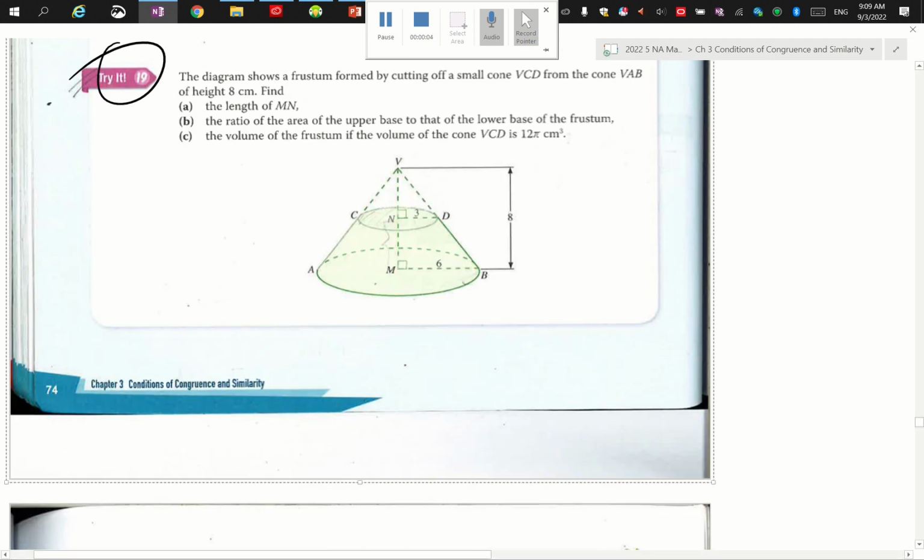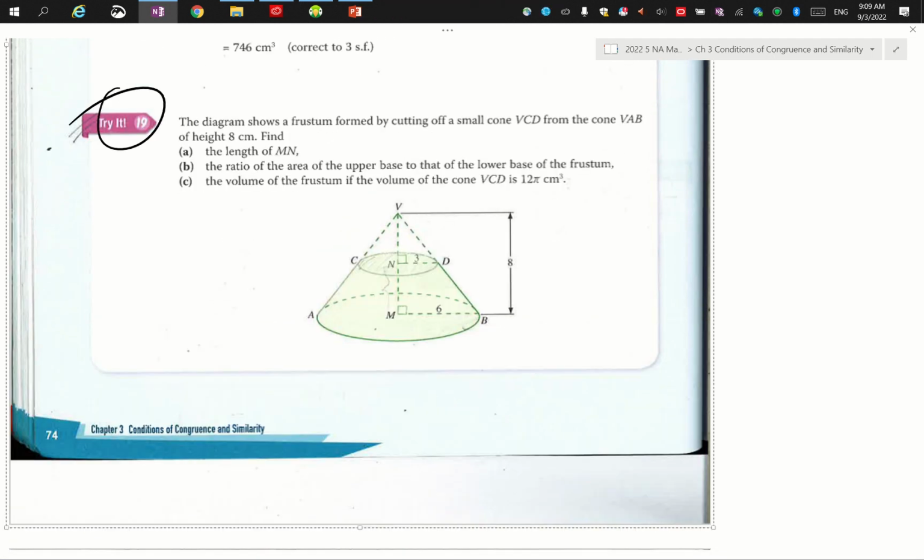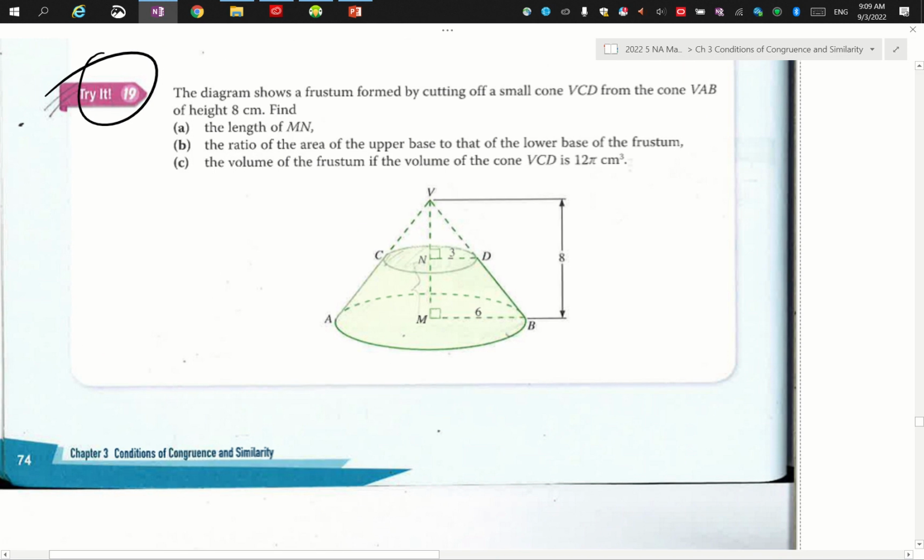Right, so the first one, we have a frustum. It is basically a cone with the top removed. So it looks like this, this thing that you've seen during PE, right? This shape, what do we all call it? Cone. But it's not a full cone. Yeah, it's like a short cone.